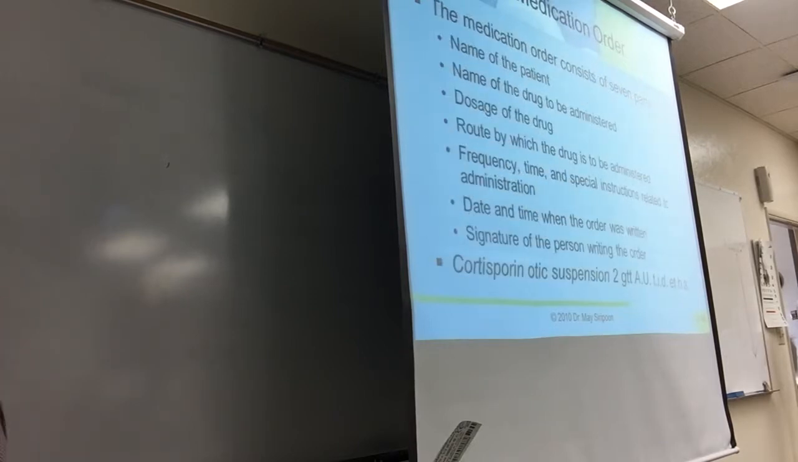So a medication order has multiple parts to it, primarily 7. We have the name of the patient, the name of the drug, the dose of the drug, the route of the drug, the frequency, time, and special instructions related to that, and the date and time when the order was written. And when we had physical paper charts, the signature of the person writing the order. Now, physicians put in their own orders on the computer, and it has an electronic signature that's specific to them.